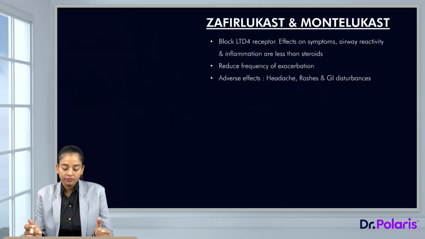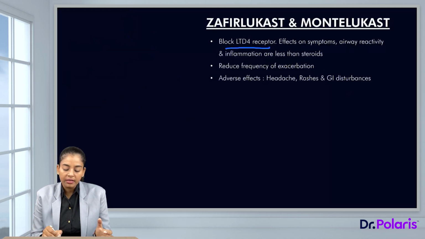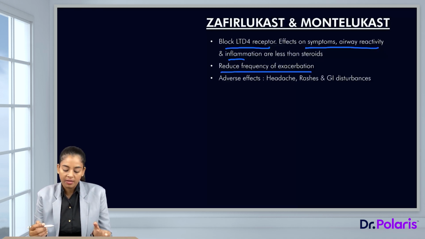These drugs, zafirlukast and montelukast, block the leukotriene D4 receptor, which is present on the bronchial smooth muscle, and thereby they reduce the symptoms, airway reactivity and inflammation. They reduce the frequency of exacerbations of asthma. The adverse effects include headache, rashes and GI disturbances.